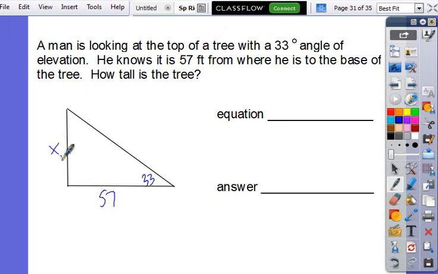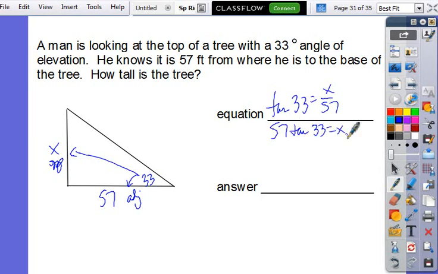Set up the equation. Well, there's the opposite side there. There's the adjacent side there. So tangent 33 would be x over 57. Numbers in the bottom, I'm going to cross multiply. What we got? 37. So the height will be 37.